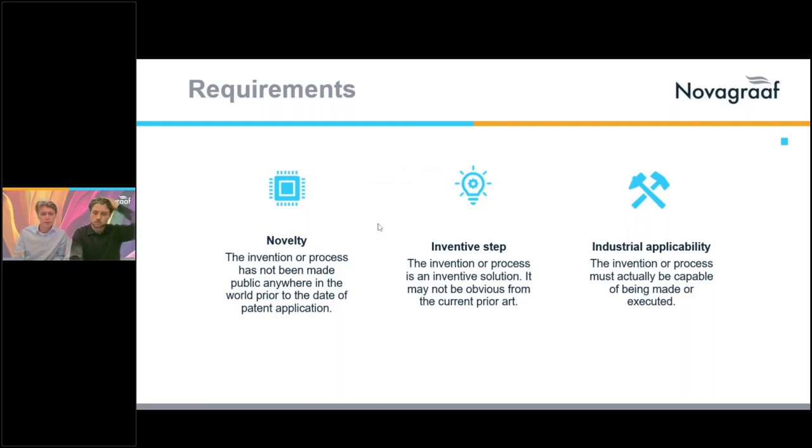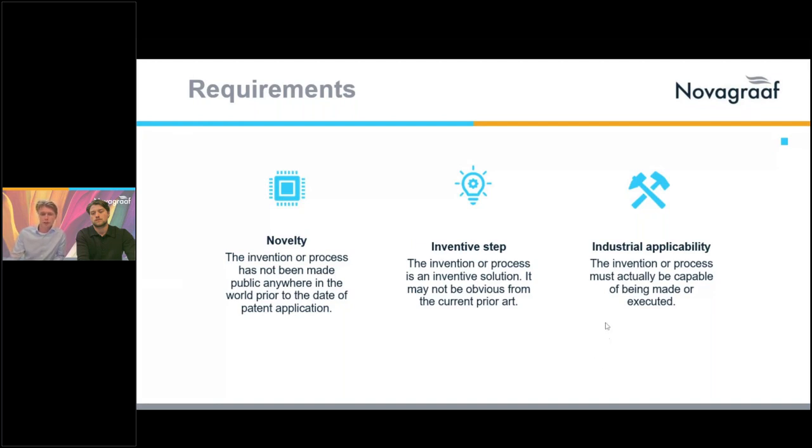The invention must be an inventive step. The invention or process must be an inventive solution, and it may not be obvious from the current prior art. And that means that with the current status of information and tools that are available for the technical experts in that specific field, it may not be obvious that this invention is the next step.